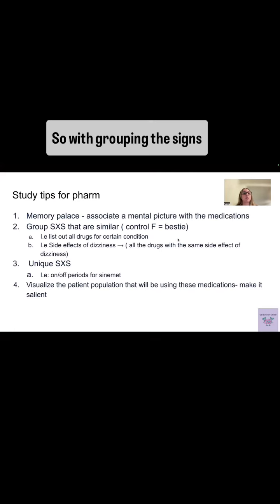So with grouping the signs and symptoms, maybe you have a list of all the medications, and then you are able to Control F and kind of see what's similar, what's different, and really pick up on the patterns with that. And then also what's unique. So you can kind of tell what's unique when it's the only adverse effect of all the other medications.